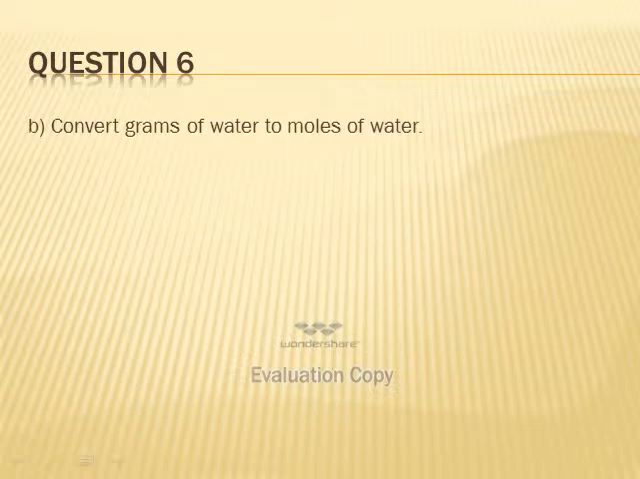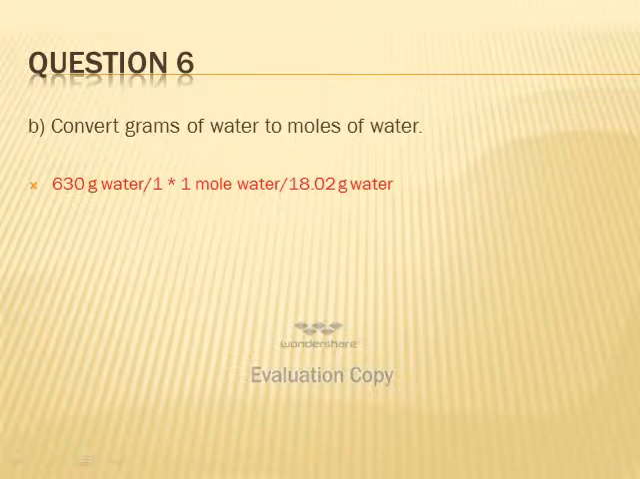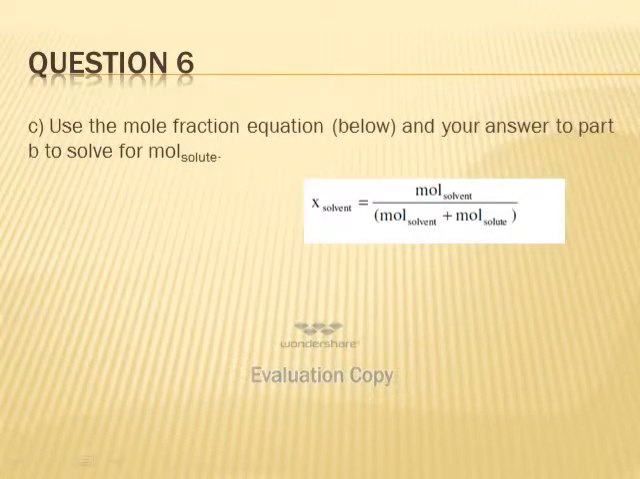Part B is very easy. Convert grams of water to moles of water. 630 grams of water over 80 grams of water per 1 mole is equal to 34.96 moles. Part C. Use the mole fraction equation below and your answer to part B to solve for moles of solute. Let moles of solute be X.